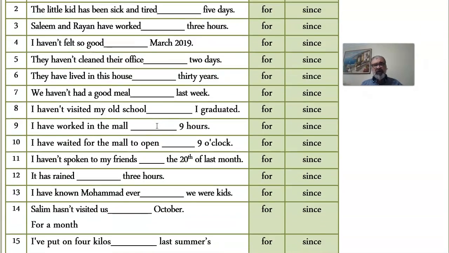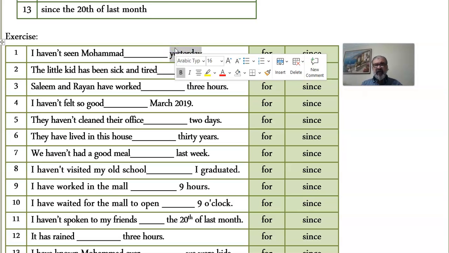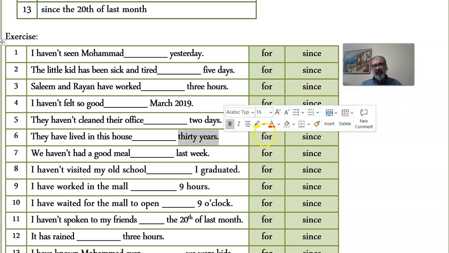Now what I need you to do actually is to look at these examples, 15 of them, and all that you have to do is to decide whether I'm referring to a specific or non-specific period of time. Yesterday, I haven't seen Muhammad since yesterday, non-specific period of time. The little kid has been sick and tired for 5 days, specific period of time. 3 hours, specific period of time, for. March 2019, non-specific period of time, since. 2 days, specific, for. 30 years, specific, for.